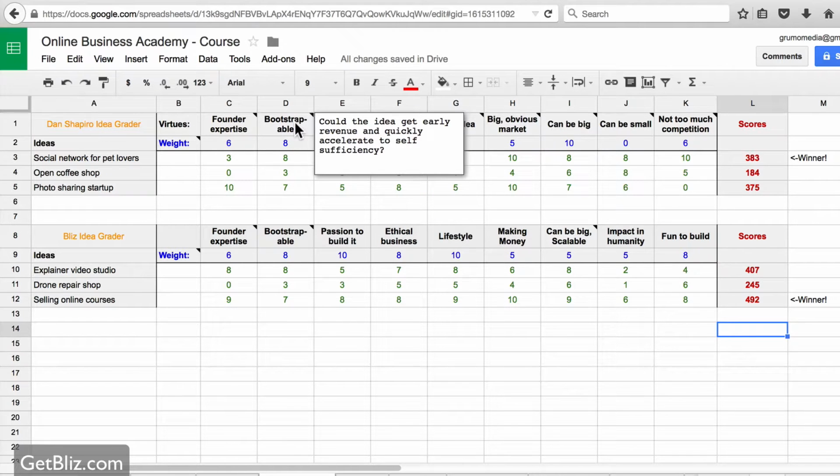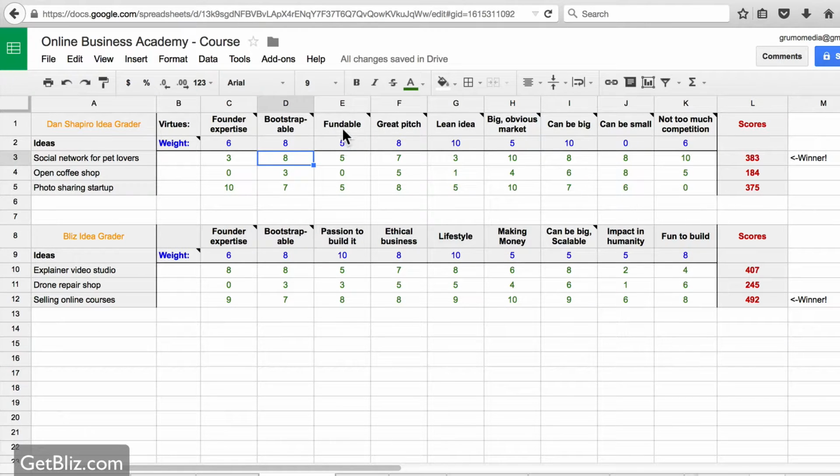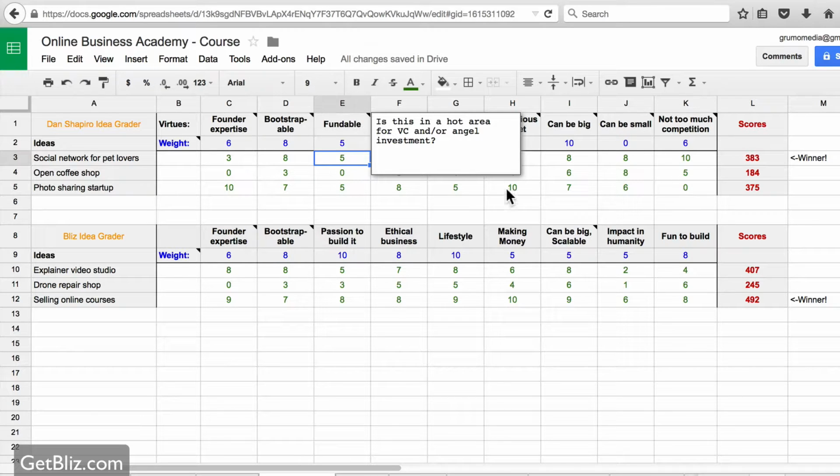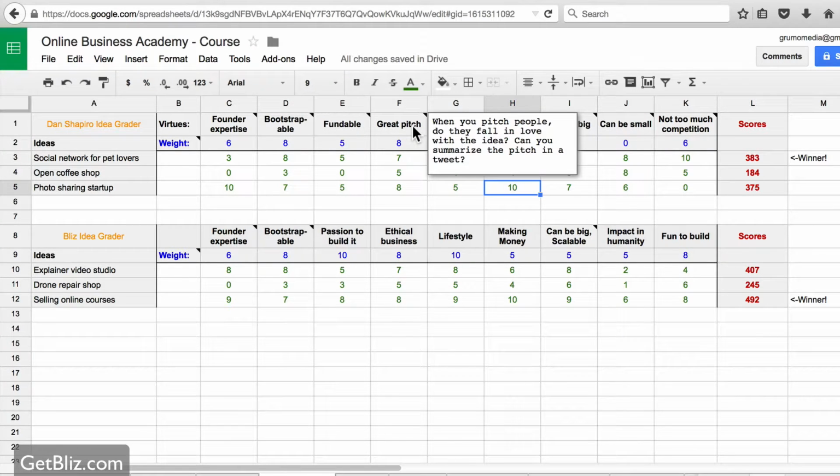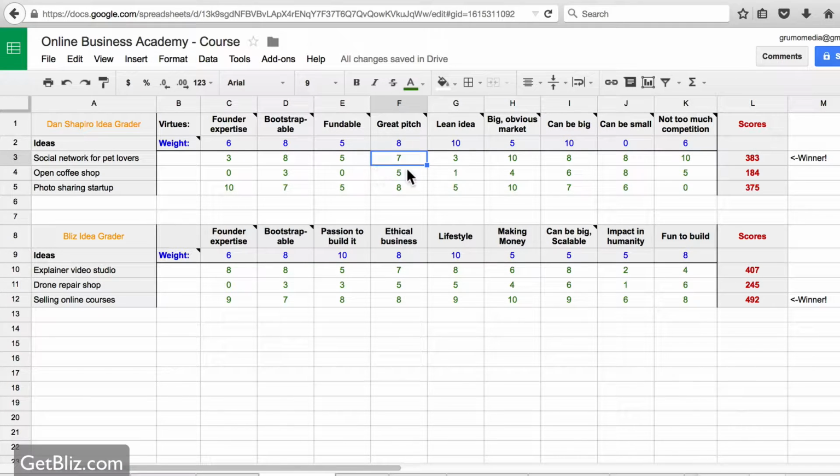Bootstrappable. Could the idea get early revenue and quickly accelerate to self-sufficiency? They think yes. Fundable. Is this in a hot area for VC or angel investment? More or less. Dan Shapiro's idea grader is based on creating a startup that would raise money. Therefore, it's very important whether it was fundable or not. Great pitch. Will people fall in love with the idea? Can you summarize the pitch in a tweet? This is actually very important. They think yes.